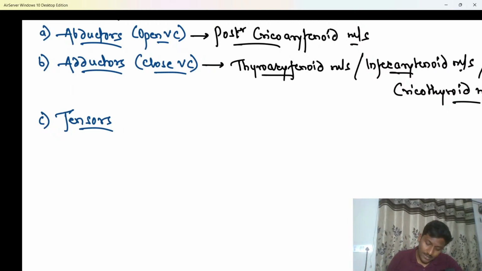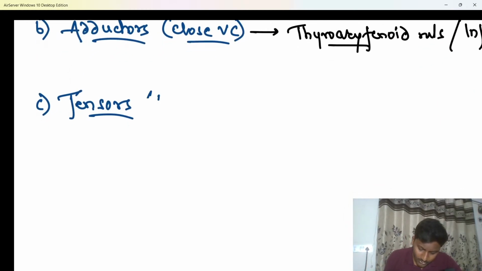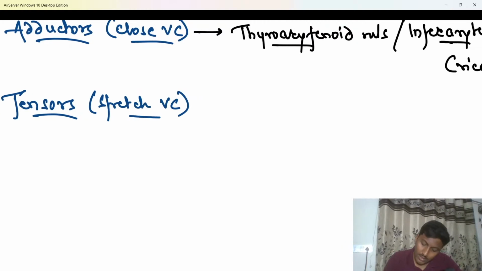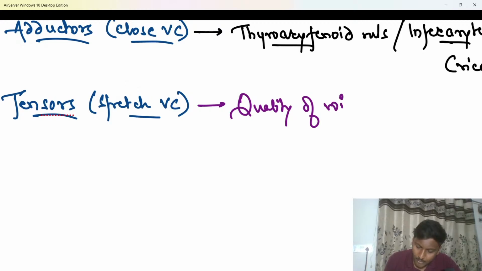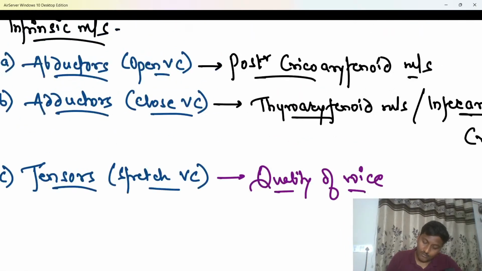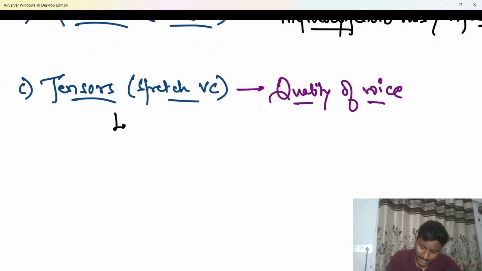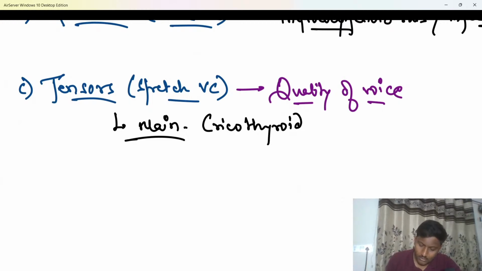Okay? So the tensor group of muscles, they are going to stretch the vocal cord. Okay, tensor group of muscles, they stretch the vocal cord. And why is stretching the vocal cords important? To get a better quality of voice. So can I say that the tensor group of muscles are responsible for the quality of voice? Right? And the tensor group of muscles, you have to remember, the main tensor muscle, again a previous question, the main tensor muscle is nothing else but the exception muscle always, that is cricothyroid. So the main tensor muscle is nothing else but the cricothyroid.